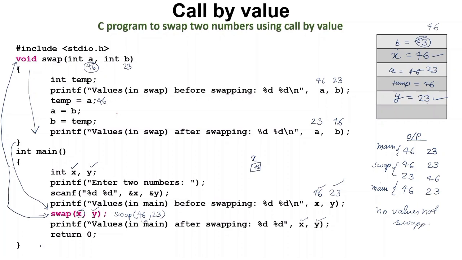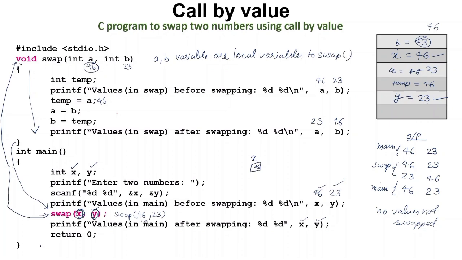Alright. Why is it not swapped? Because we have passed the values here, swap x and swap y. So this came over here, although we got in the swap function 46 and 23, the values are not swapped. Why? Because a and b variables are local variables to this swap function.